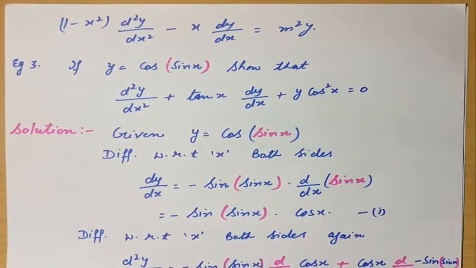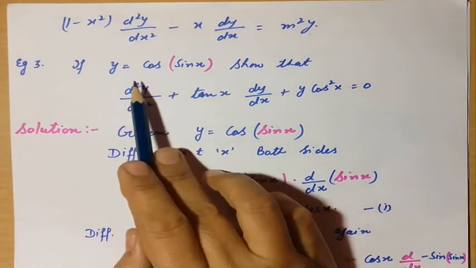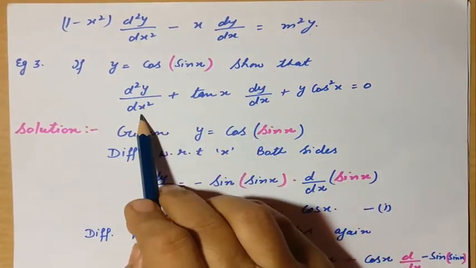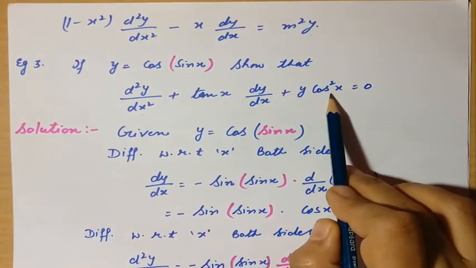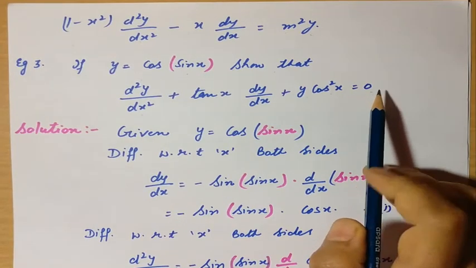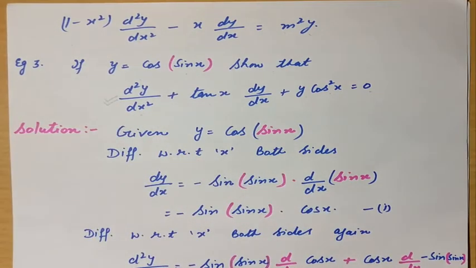Now I am taking one more example in which the angle is also a trigonometric function. Then how will we solve that? If y is equal to cos of sin x, we have to prove that d square y upon dx square plus tan x dy upon dx plus y cos square x is equal to 0. Again we have to differentiate two times.